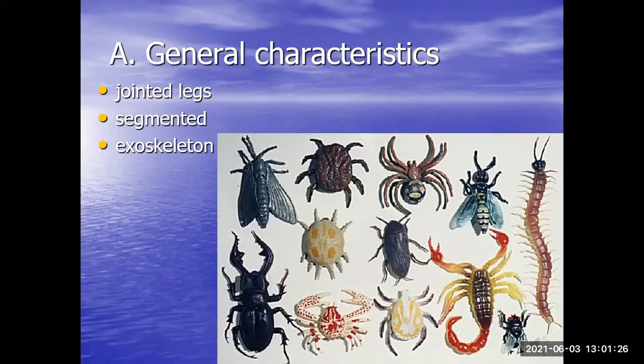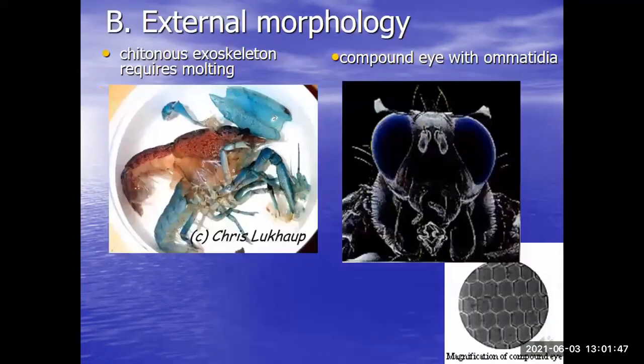Another thing about external morphology is that these guys have compound eyes. That means it's hundreds of little teeny eyes, I guess you could say. The little eyes are called ommatidia. Right? The little eyes don't work as well as our eyes, but they sense motion pretty well. So you can see a change in shades of an amount of light.